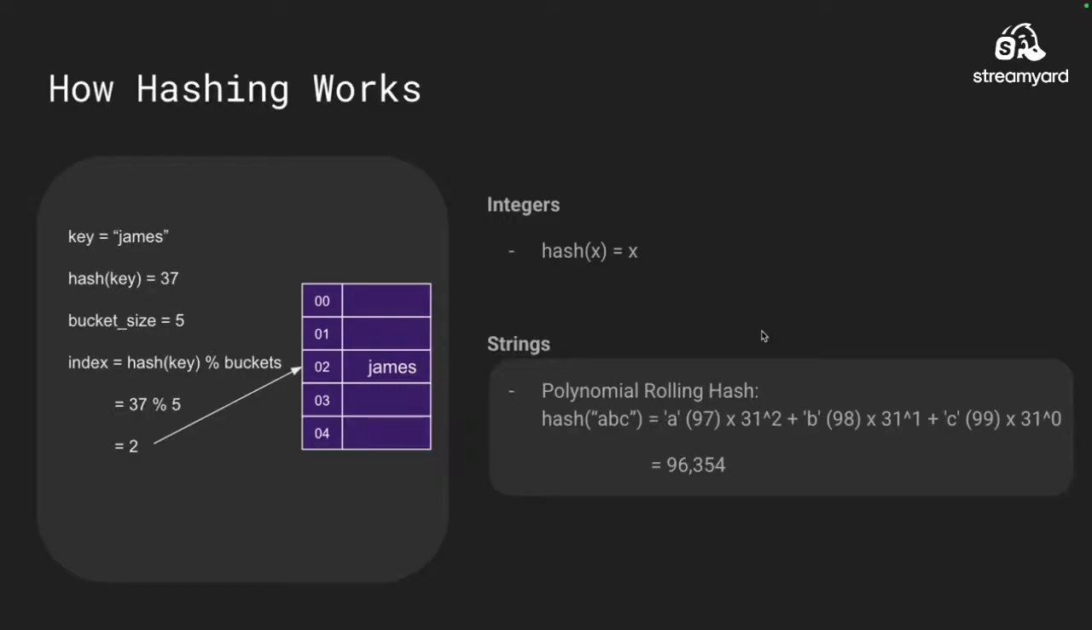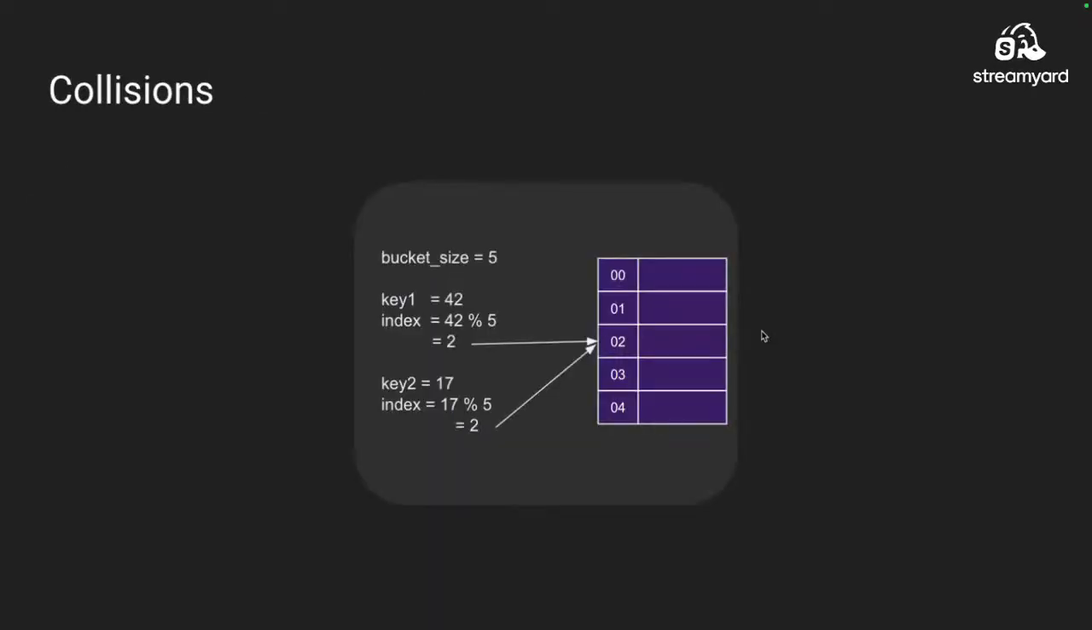So these are just a couple of examples of how hashing can work. One issue with this is that there will be collision.